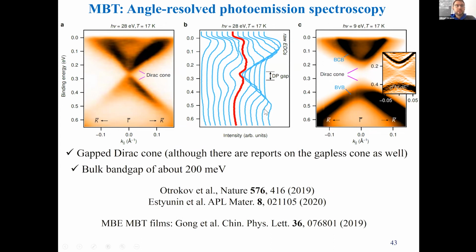Here I would like to just highlight that the first result indeed showed the Dirac point gap. This is the synchrotron radiation, and yeah, this is the proof of the Dirac point gap in the EDC representation. But if you change the photon energy, you can visualize the bulk valence band, bulk conduction band. And I will also comment in several slides about the issue of the gapless or gapped Dirac cone of manganese bismuth telluride, right?